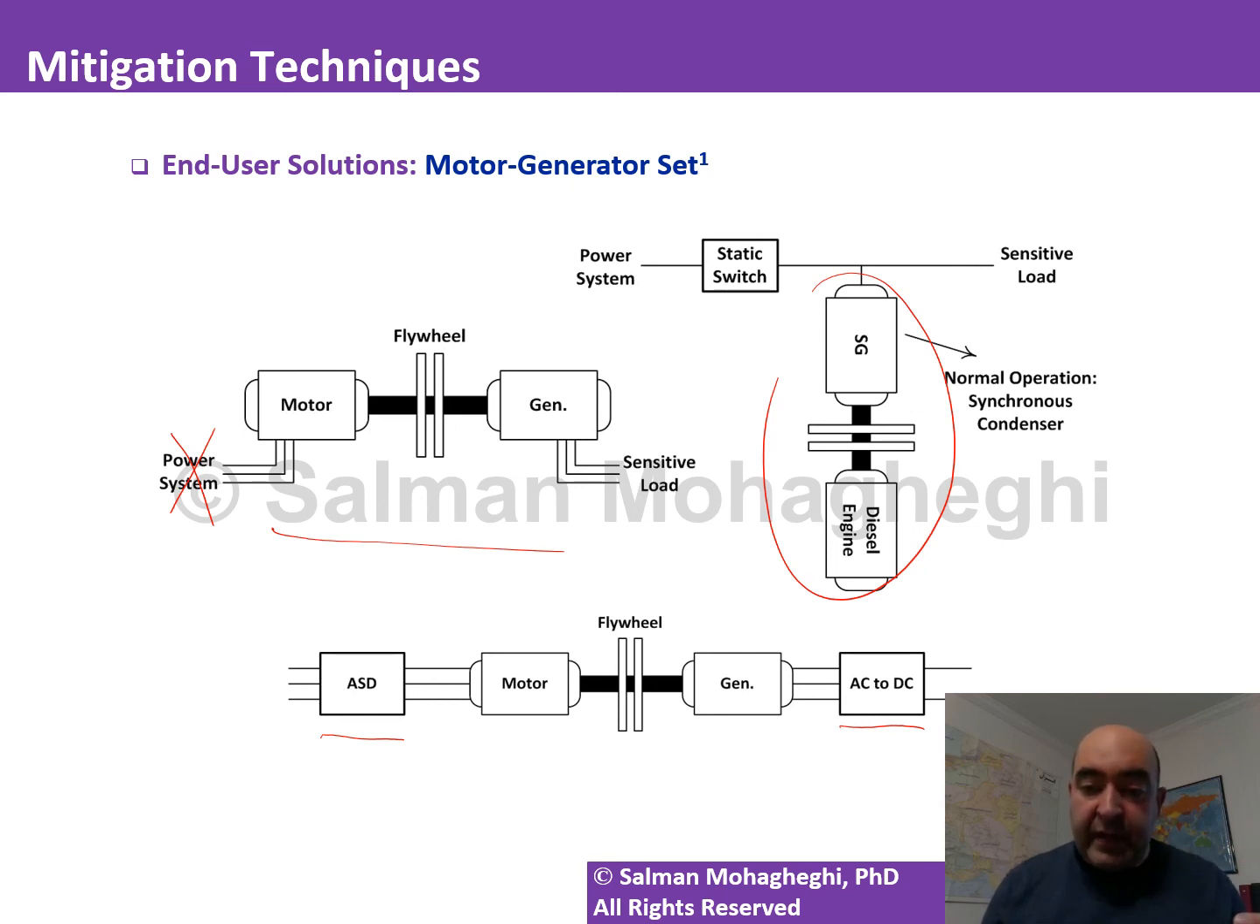What is the benefit of that? The higher the rotational speed, the higher the kinetic energy. So you'll have more kinetic energy to then convert to electricity. On the other hand, what is the benefit of using that AC to DC rectifier in the output?